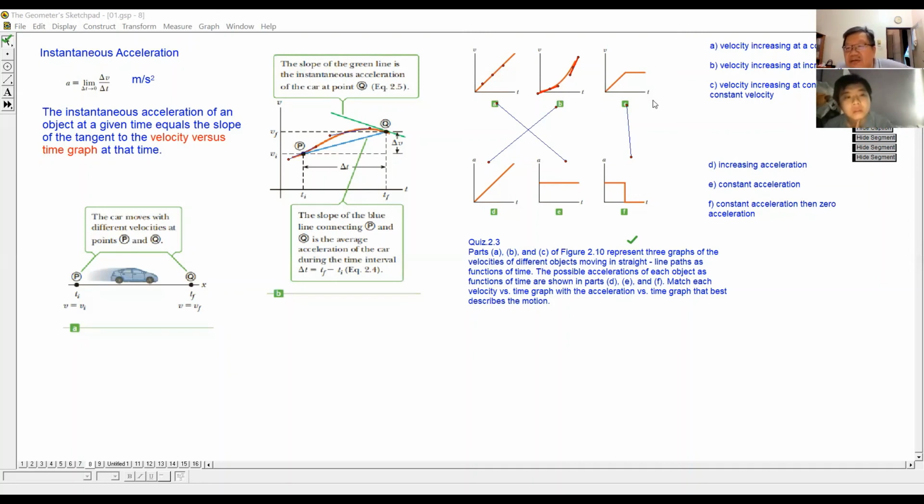How about the acceleration? When the velocity is increasing at a fixed rate, it means that the acceleration is constant. Acceleration is the rate. So if the rate is fixed, that means the acceleration is fixed, it is constant. Now, for the second part of the journey, the velocity is constant. If the velocity is constant, it means that there is no acceleration. So the acceleration is zero, exactly on the t-axis here.